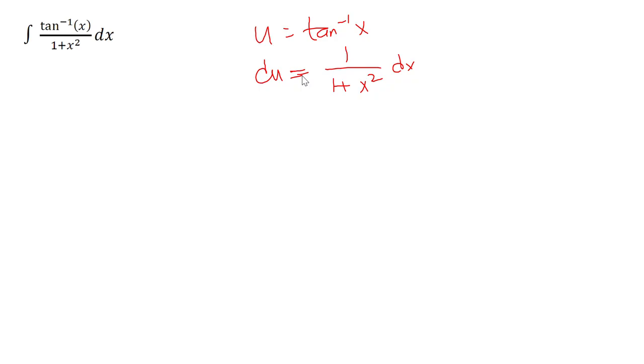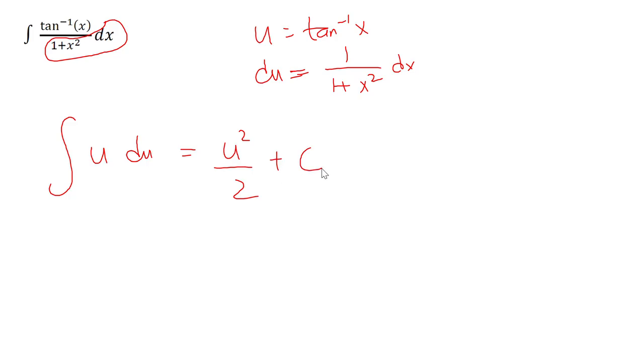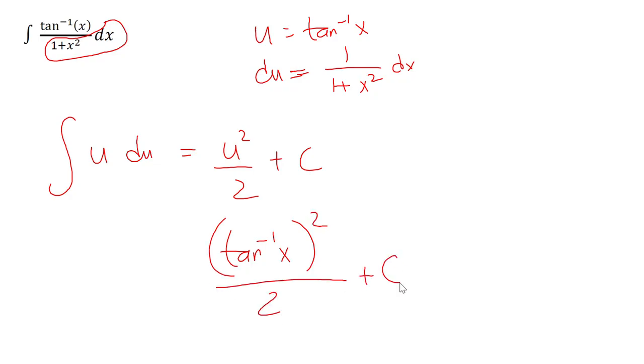We have both a u and a du in there. This just becomes an integral of u, and then the dx over 1 plus x squared is our du. So this integral is just u squared over 2, plus our constant, of course. And we'll replace the u with inverse tangent, so we'll have inverse tangent of x, squared, over 2 plus our constant.